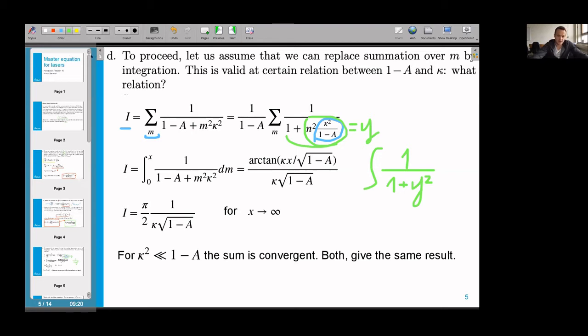And now, because we consider the case where there are infinitely many modes, one needs to take x to infinity, and the result for I is here below in green. Let me use red. So here, this is the final result from the integral. And the sum is convergent for kappa squared a lot less than 1 minus a, and both the sum and the integral will give the same result.